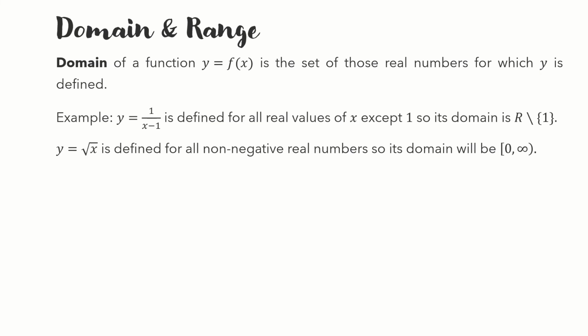Similarly, if you consider y is equal to under root x, so under root x is only defined for x greater than or equal to 0, because if x is less than 0, what happens? Under root x will lead you towards a complex number, or maybe called imaginary number, which is not considered acceptable in real analysis or in calculus. So it means the domain of this function is what? That would be all non-negative real numbers from 0 to infinity, including 0, because it is defined for x equal to 0 as well.